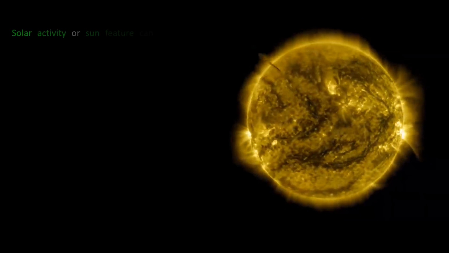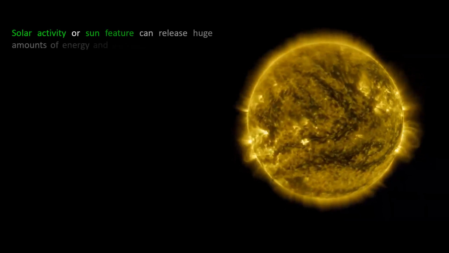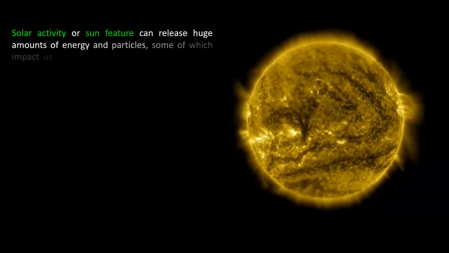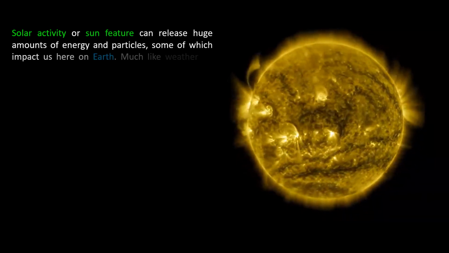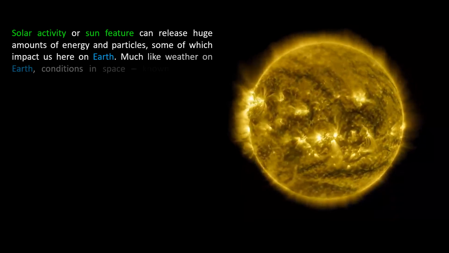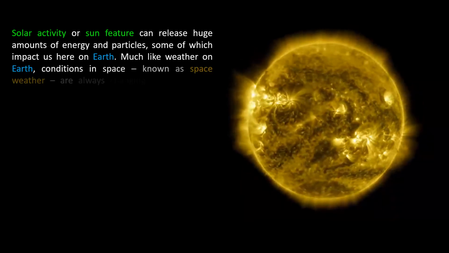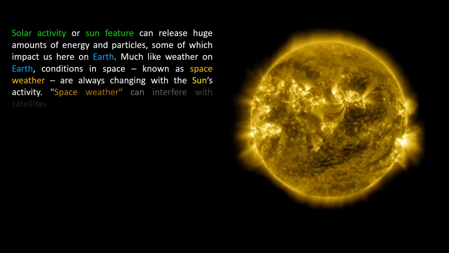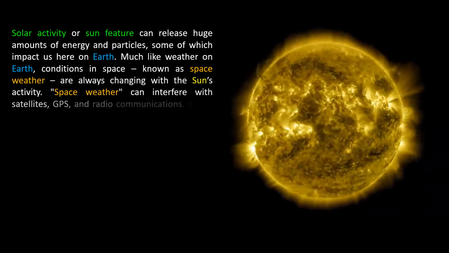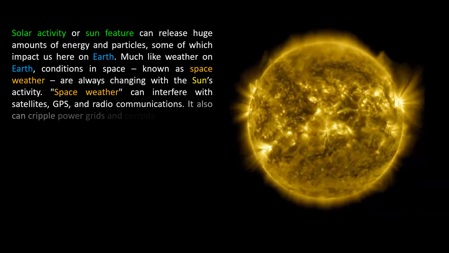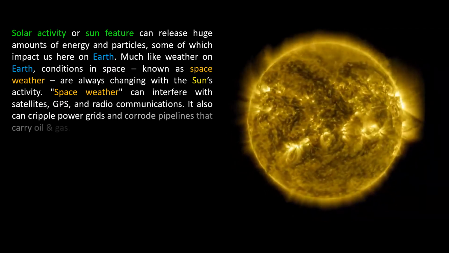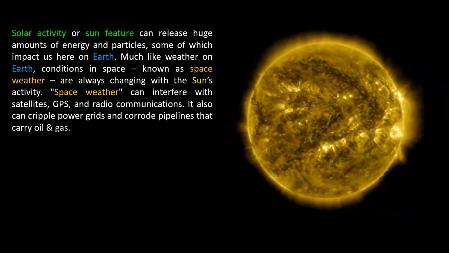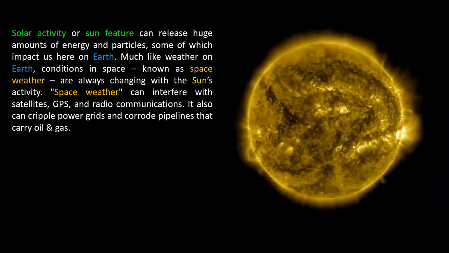Solar activity or Sun features can release huge amounts of energy in particles, some of which impact us here on Earth. Much like weather on Earth, conditions in space, known as space weather, are always changing with the Sun's activity. Space weather can interfere with satellites, GPS, and radio communications. It also can cripple power grids and corrode pipelines that carry oil and gas.